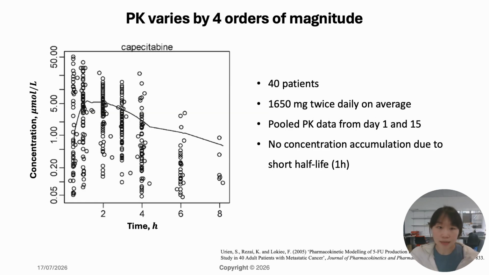This heterogeneous time course can be explained by the high variability in capecitabine pharmacokinetics. In 2005, they collected 40 patients, performing a normalized concentration profile. From this plot, we can see the capecitabine concentration varies by 4 orders of magnitude, from 0.05 to 50 micromole per liter.